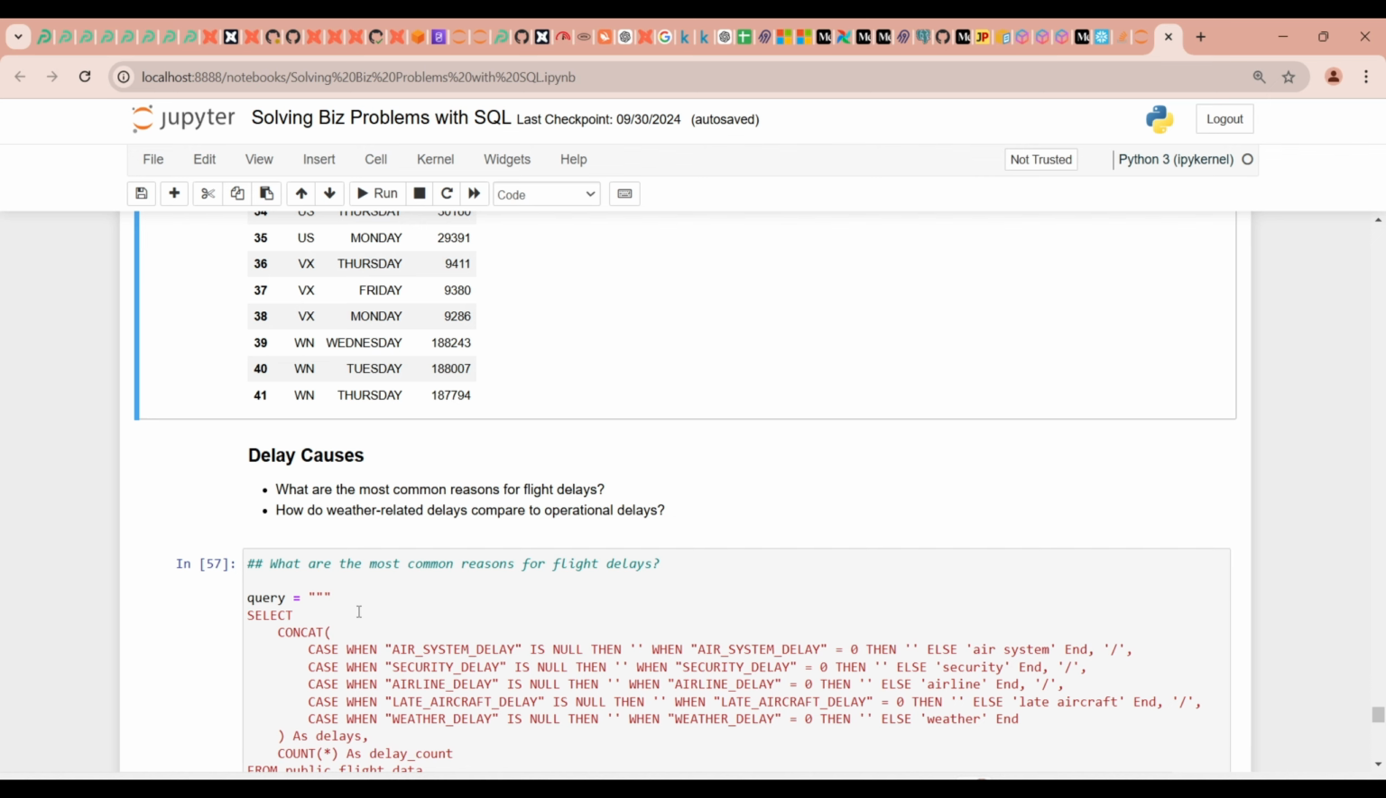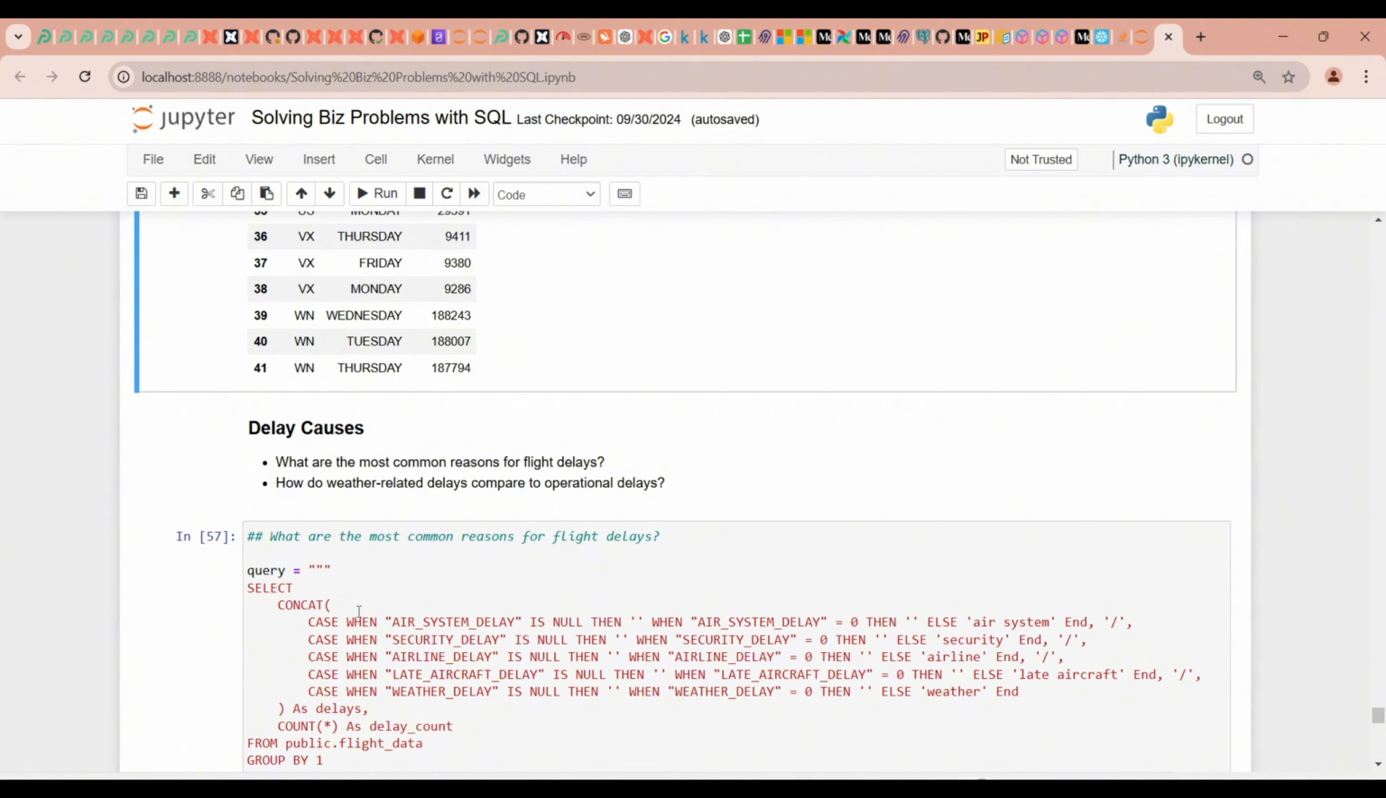What we're trying to do is merge those delays together and aggregate the number of times that they occur. You can see that we have air system delay, security delay, airline delay, late aircraft delay, weather delay, and the likes. Since we want to put them together, when the air system delay is null, then put empty quote.